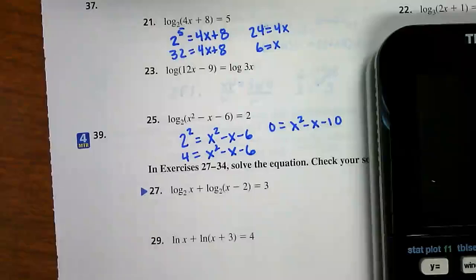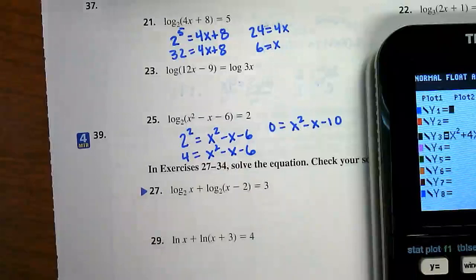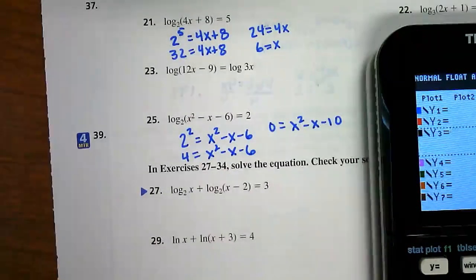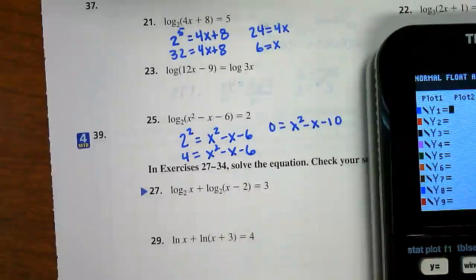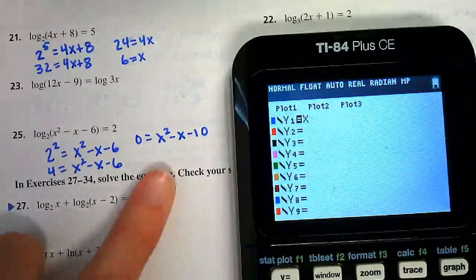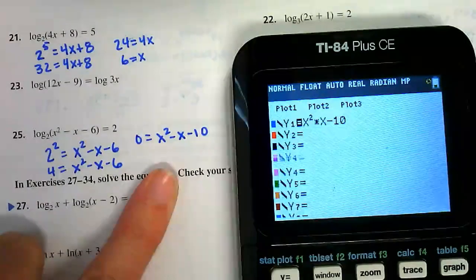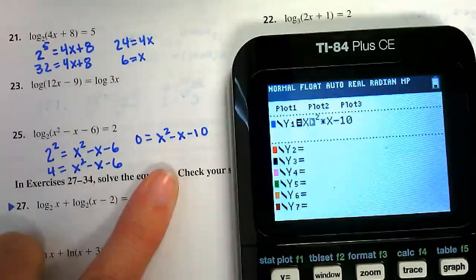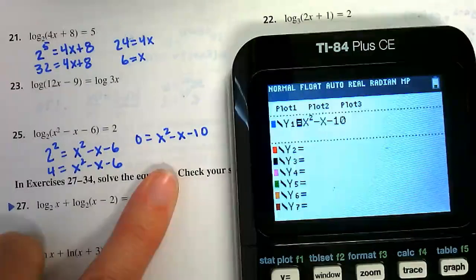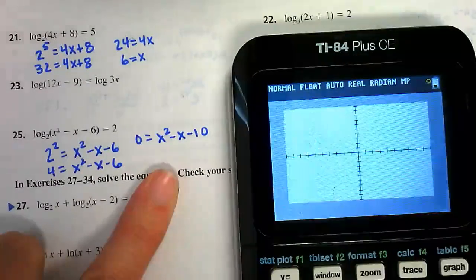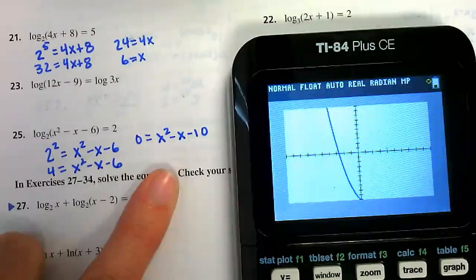I mean, I could do quadratic formula, but it's going to be way easier to just put in the calculator. Let me delete what I have in there, and then I'm going to type in x squared minus x minus 10. Oops, I messed up my symbol. Minus x minus 10. I'm going to zoom 6, go to my original window.